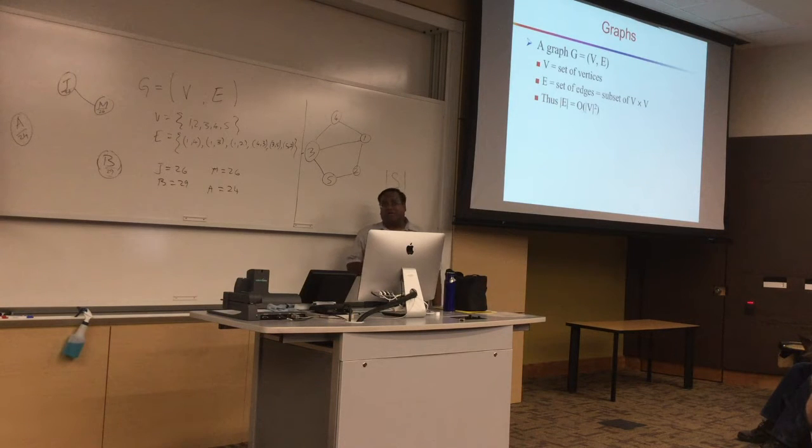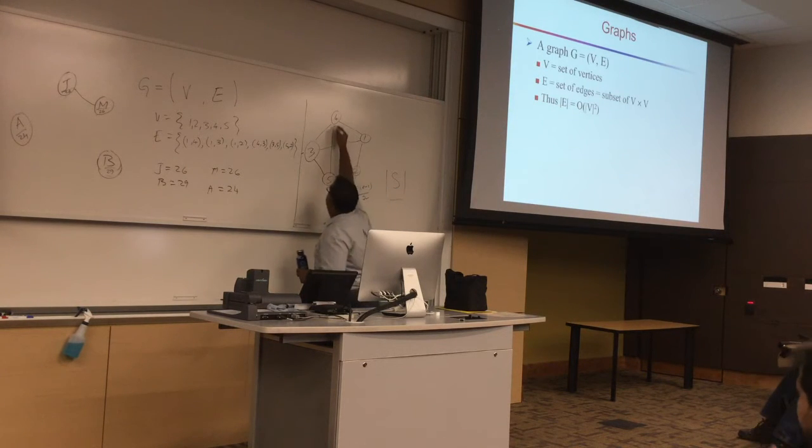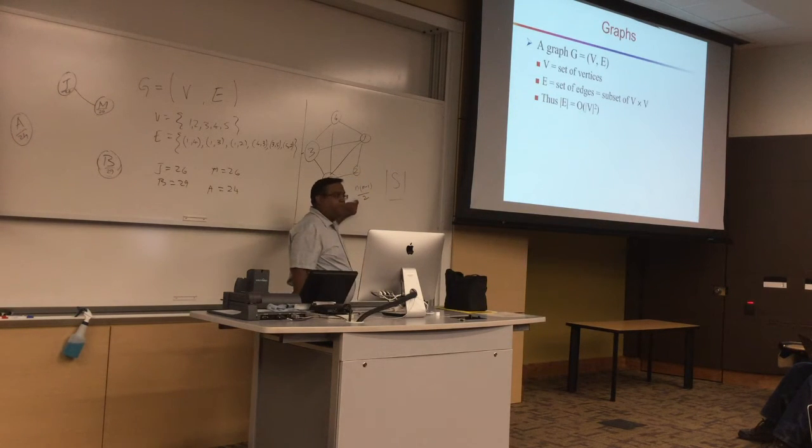If you do not allow self loops, how many edges can you have? N into N minus 1. N into N minus 1 by 2. Not N minus 1. Right? You can have more than N minus 1 edges in this itself, right? So, why this? Quickly.